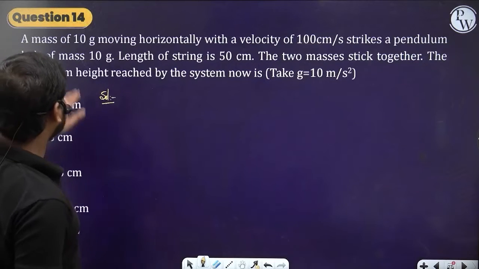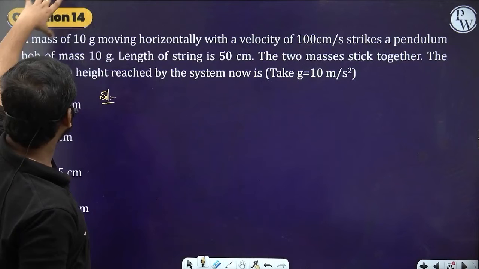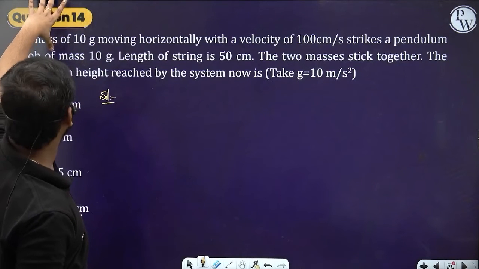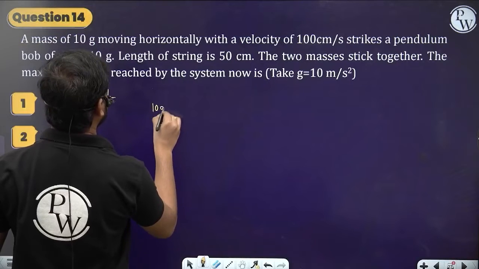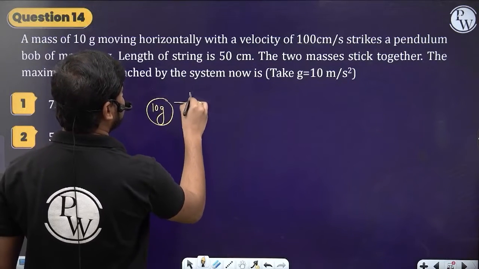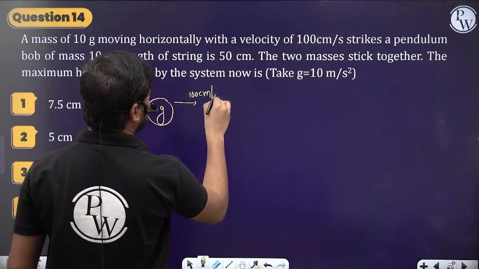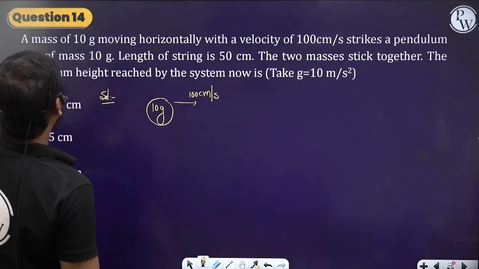A mass of 10 grams moving horizontally with a velocity of 100 centimeter per second strikes a pendulum bob of mass 10 grams. Take care of the unit conversions.